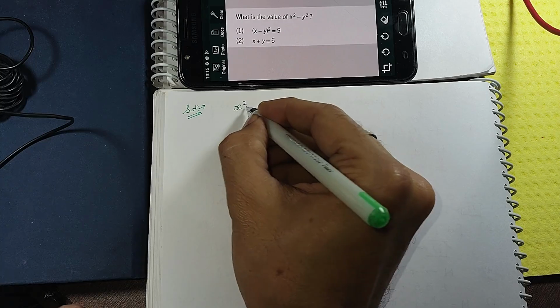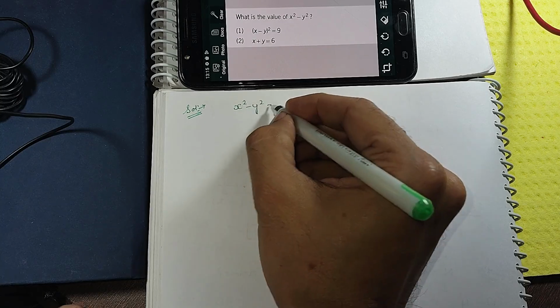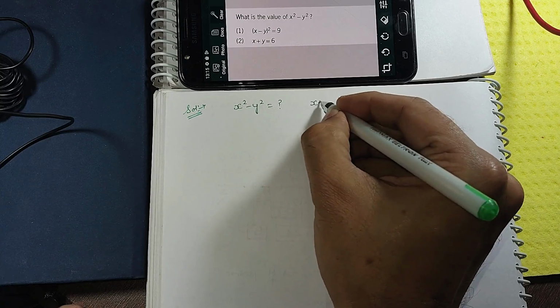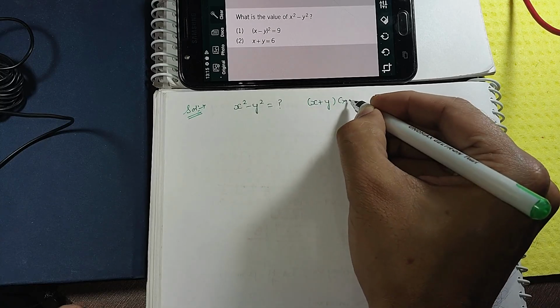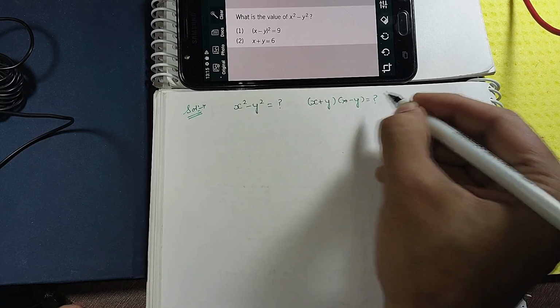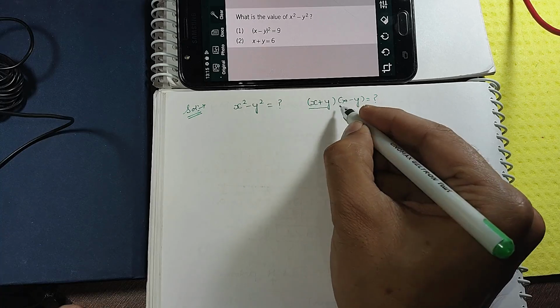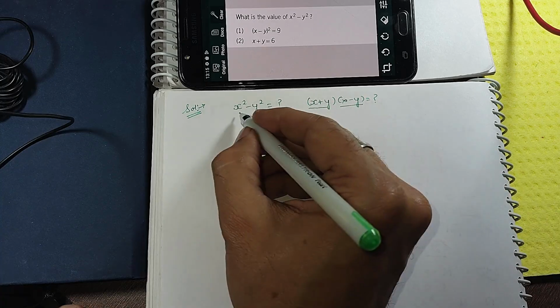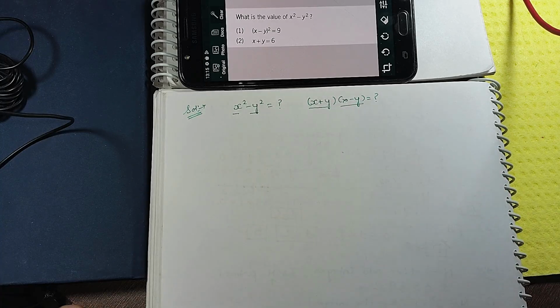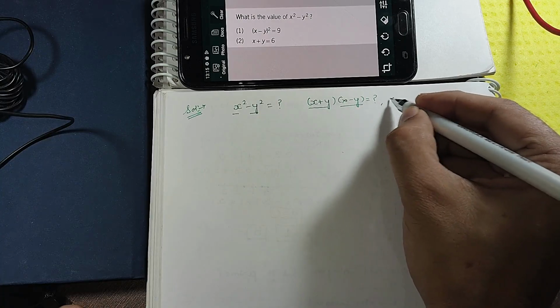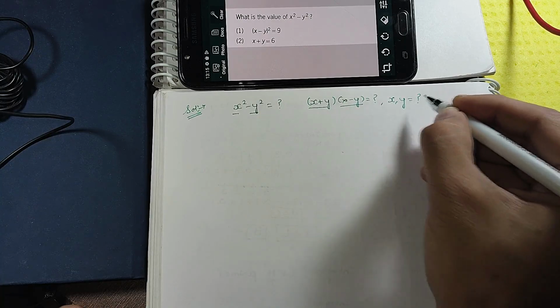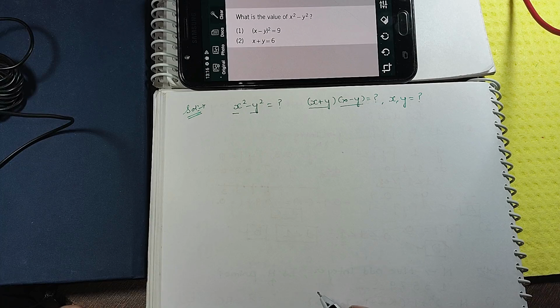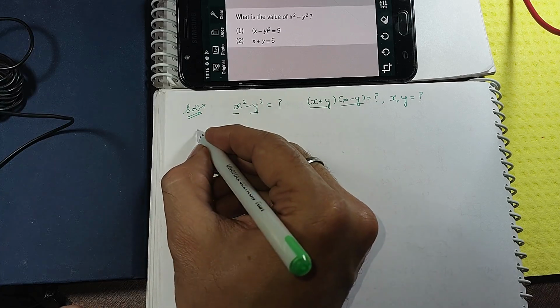So x square minus y square we need to find, or I can say this is a square minus b square, so (a plus b) into (a minus b). So if we get the value of (x plus y) into (x minus y), or x and y, right? Or in simple words I can say we need to find the value of x and y. Now with this information we will move to statement first.